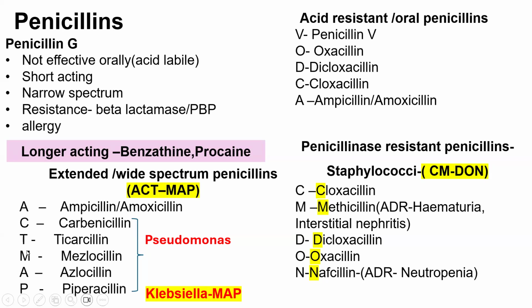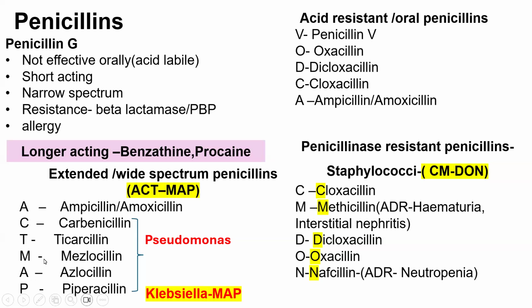We usually tell the CT MAP. The CT MAP together is called anti-pseudomonal penicillin, which is an important short note for you. If they ask you anti-pseudomonal penicillins, you have to write the CT MAP. CT is for carboxypenicillin, carbenicillin and ticarcillin. They are called carboxypenicillins. And MAP is for mezlocillin, azlocillin and piperacillin.